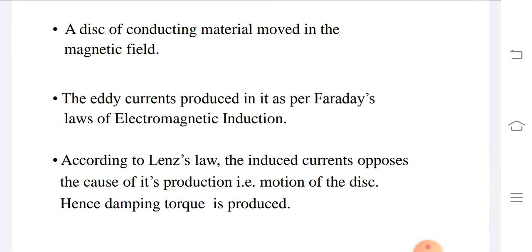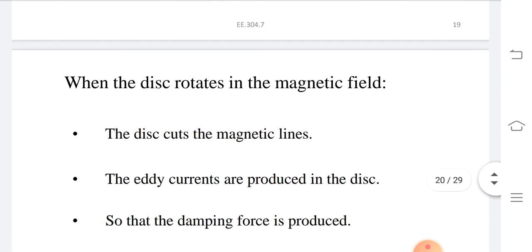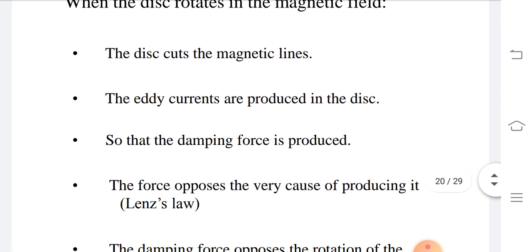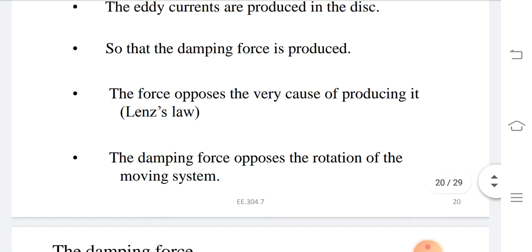When a disk of conducting material is moved in the magnetic field, eddy currents are produced in it as per Faraday's laws of electromagnetic induction. According to Lenz's law, the induced current opposes the cause of its production, that is, motion of the disk. Hence, damping torque is produced. When the disk rotates in the magnetic field, it cuts the magnetic lines. The eddy currents are produced in the disk, so that the damping force is produced. This force opposes the very cause of producing it by Lenz's law.